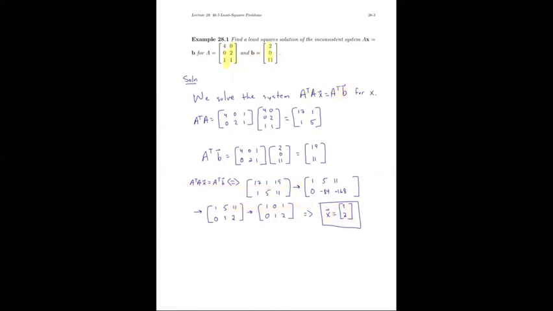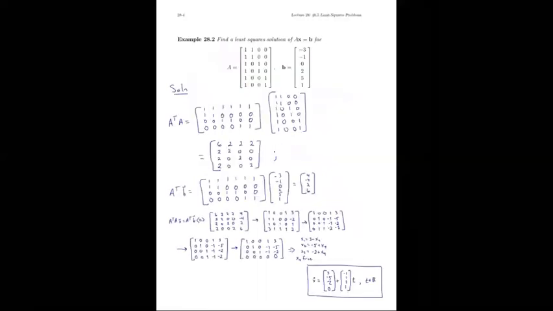If it happens that the system's consistent, well, then the best idea is to just solve it in the old way and not run it through all the least squares trouble that this would bring about. So find a least squares solution of AX equals B for matrix A equal to this. Looks like a 6 by 4, and B is equal to this 6 by 1 vector.